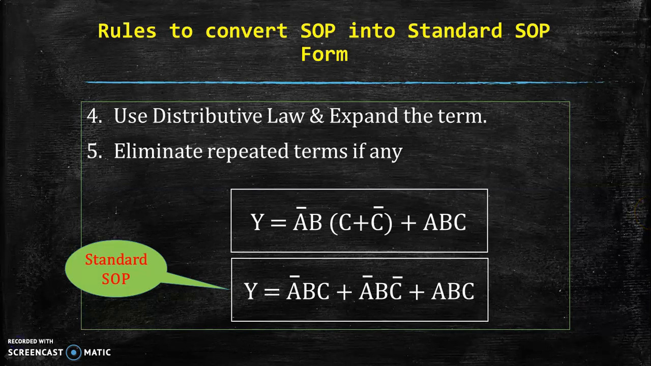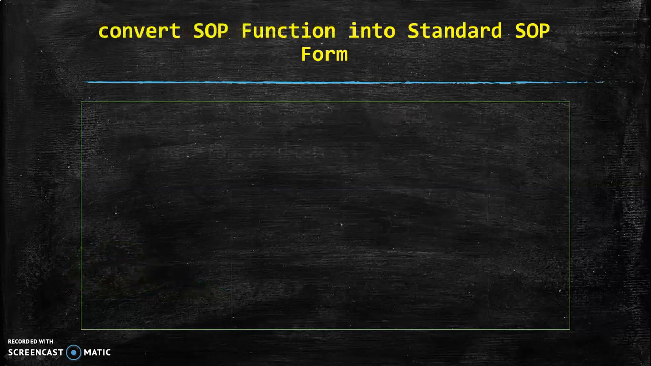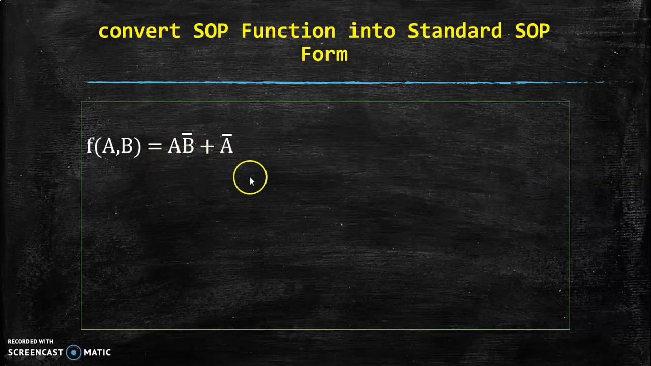Now let us see one more example, then you can practice on your own. Suppose we have one Boolean function with 2 variables, f of AB, which is equal to A dot B bar plus A bar. We can observe that this Boolean function is in SOP form, that is sum of product. Here we have sum term and we have product. But we can see that in the second term, literal B is missing.